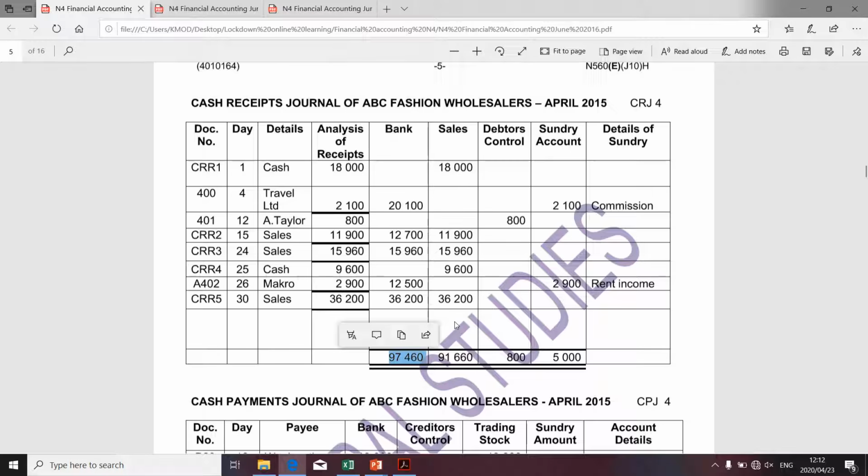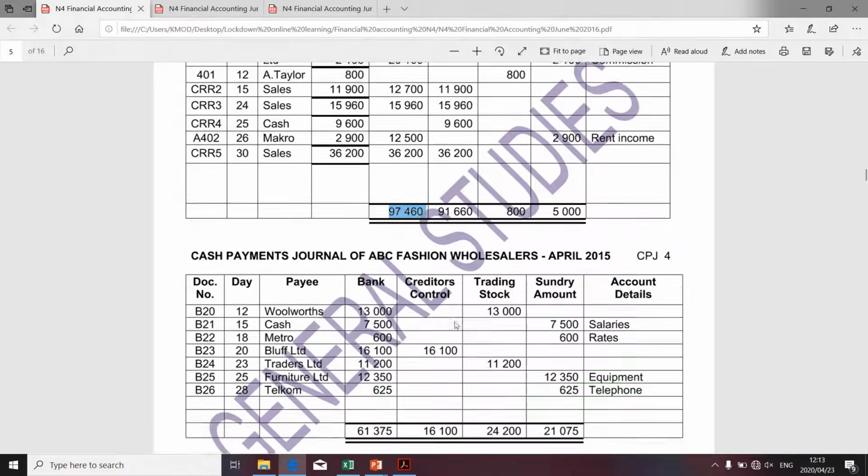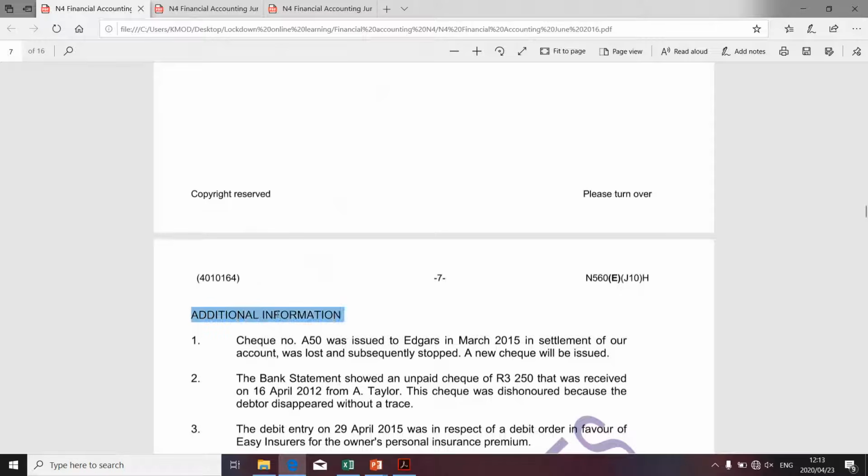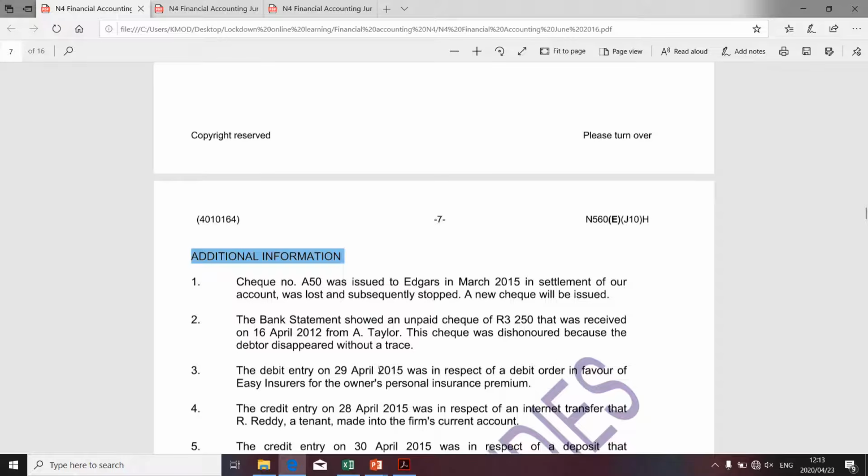In addition, we're going to take additional information into account. Let me quickly go to the additional information. We're going to take additional information into account to update the cash receipt journal. We could possibly have some of the amounts that appear under the additional information that are required in the preparation of the CRJ.